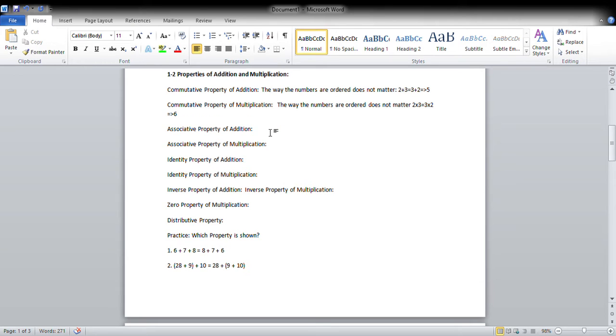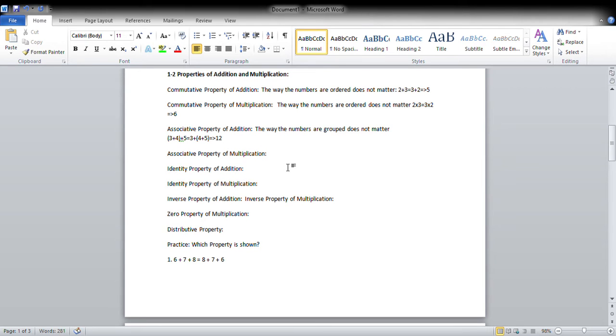Okay, now we have the associative property of addition. This one states the way the numbers are grouped does not matter. So when it says grouped, I think of parentheses. So, for example, (3 plus 4) plus 5 equals 3 plus (4 plus 5). And you know that these are both equal to 12.